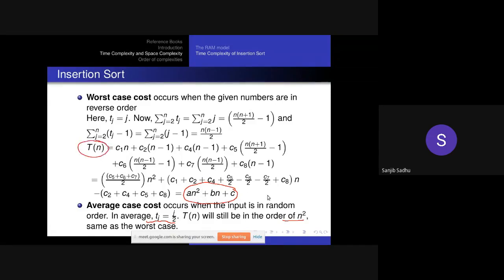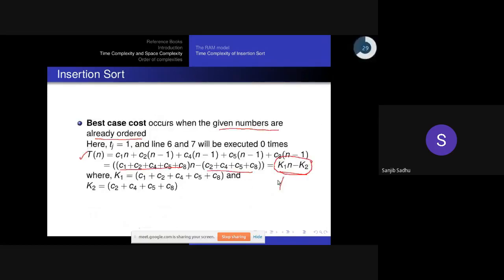But here you see, whatever time complexity I am getting, this Tn is a function of n. Check it, a function of n. You see, an square plus bn plus c. Here also this is a function, and here this is also a function of n. This is the Tn. So time complexity is a function of n. And in the next class, we'll see what we mean by big O, etc.